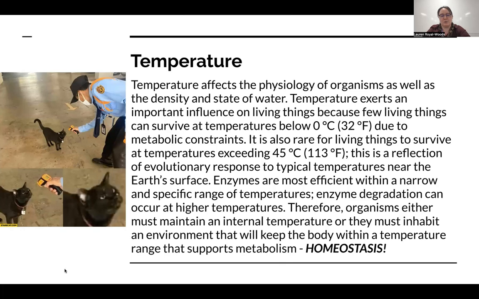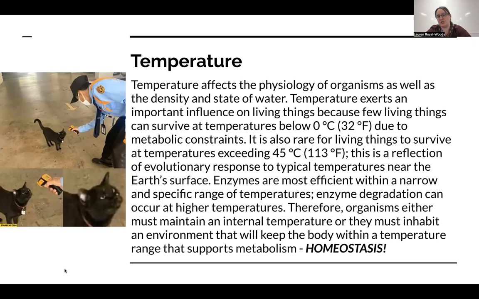It's also rare for living things to survive temperatures exceeding 113 degrees Fahrenheit. And this is a reflection of Earth's evolutionary responses to conditions near the Earth's surface. So enzymes are most efficient within a very narrow range. We talked about last semester, enzymes have one job. They're really good at it as long as they have that perfect temperature, because anything more, you cook it or denature it where it falls apart. Remember, an enzyme's shape equals its job. If it can't keep its shape, it can't do its job.